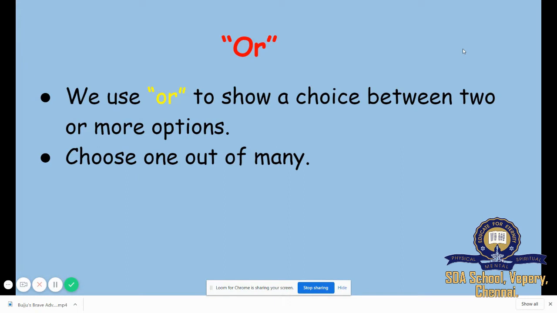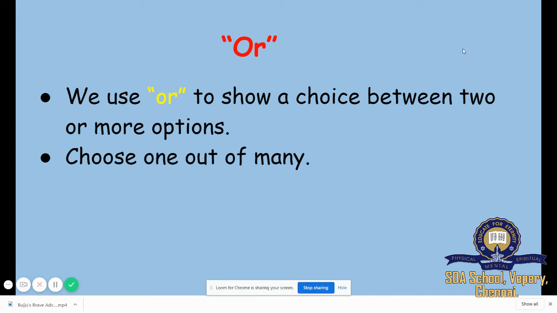We use or to show the choice between two or more options. Choose one out of many. So, where do we use or? We use or to show a choice between two or more options. Choose one out of many.